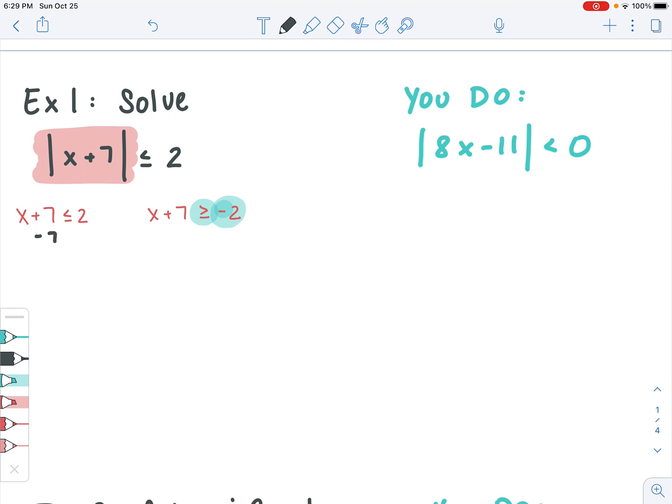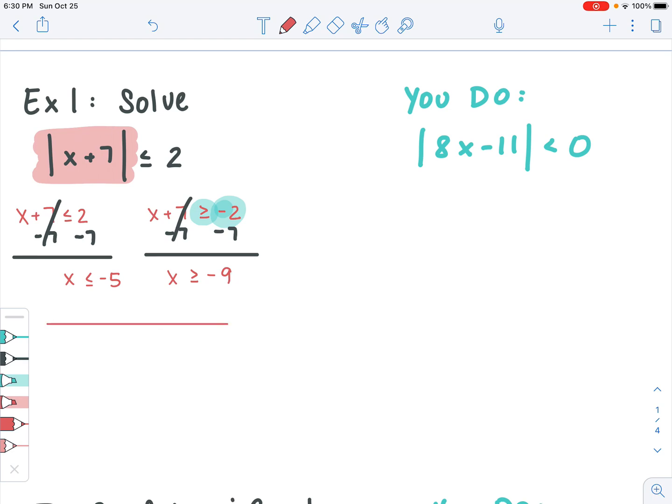Then I'm just going to solve them both. I'm going to subtract 7 here. When I do that, I'm going to end up with x is less than or equal to 2 minus 7, which is negative 5. The x is by itself, so I'm done. I'm going to solve the other one. Subtract 7, subtract 7. When I do that, I end up with x is greater than or equal to negative 2 minus 7, negative 9. My x is all by itself there as well, so now I just have to graph my solution.